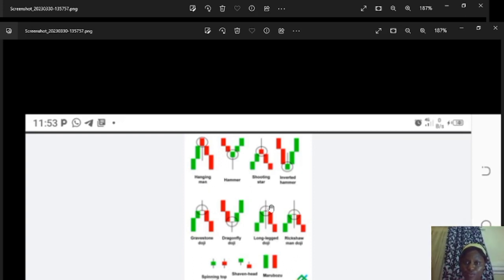So that is it for our candlestick patterns. I've already explained this one. That is it for our candlestick patterns.